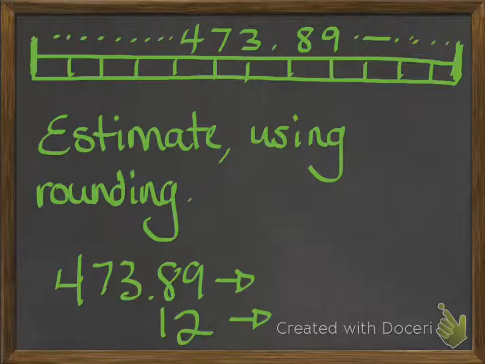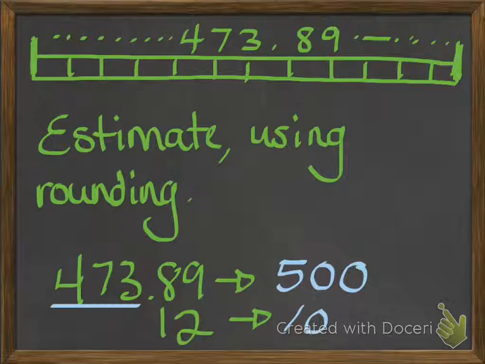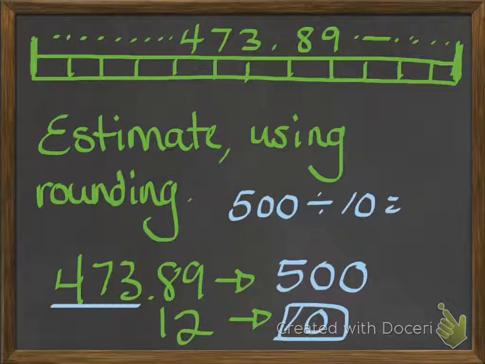If we're using rounding to estimate our answer, let's round both of these numbers. 473.89, I'd probably round that to maybe 500. I can round it all the way up to 500 because 473 is pretty close to 500. And then 12, I could round that to 10 because it's not very far away from 10. Now, 10s are very easy for us to divide by. We learned that yesterday. So if I had 500 and divided that by 10, then I would move the decimal point only one place. So my answer is going to be close to about 50. That's one way you can find the answer.